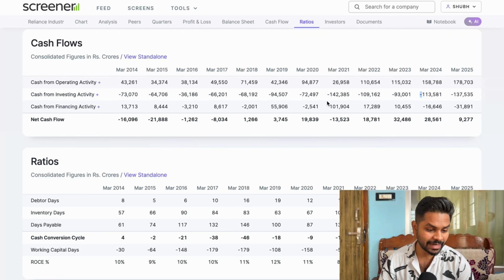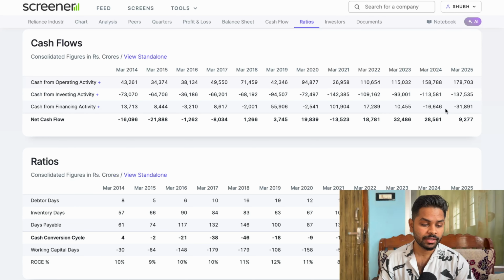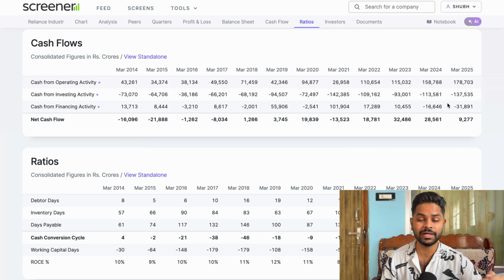Now financing activities means 16,641 minus, which means cash has gone out in 2024, and in 2025 it was 31,891, cash has gone out. So from last year there's been a jump in financing activities. Now to go deeper, let's jump into cash from operating activities.